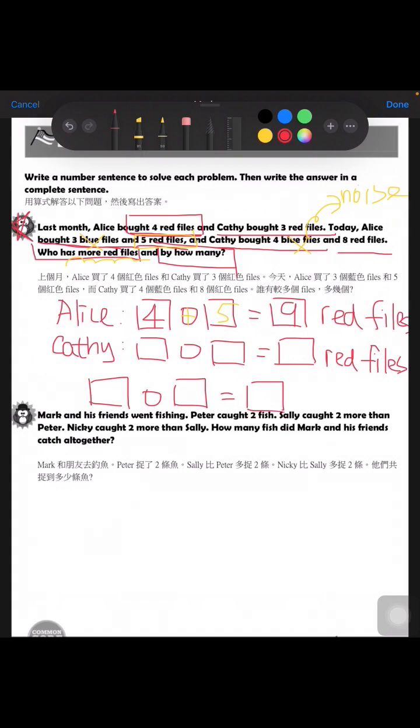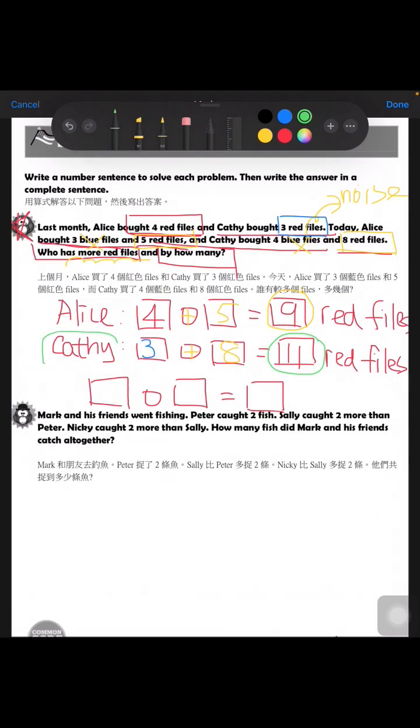How about Kathy? So Kathy had 3 red files last month. And today she bought 8 red files more. So how many red files in total? So it should be 3 plus 8 equals to? Right, 11. So 11 red files. Now we know Alice has 9 red files and Kathy has 11 red files. Who has more? Right, Kathy, because 11 is greater than 9.